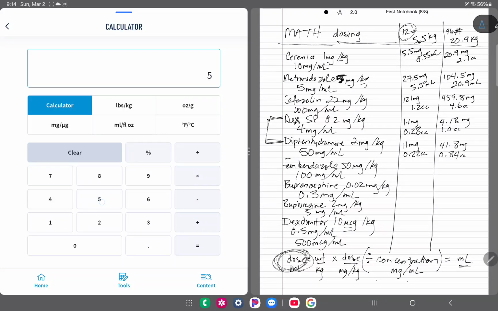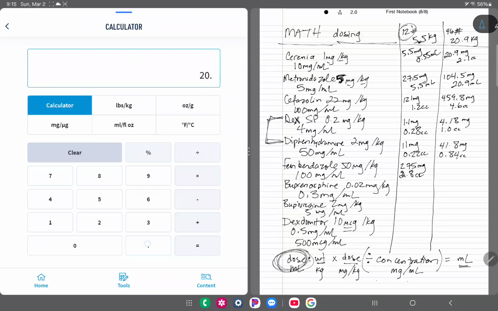Fenbendazole. If you take your weight times the dose of fenbendazole, which is 50 mg per kg, then you get 275 mg. And if you divide that by concentration, you're going to get 2.8 cc's. I know you got 2.75, but we're rounding. And that's how much you drop in each syringe to send home with the pet parent.